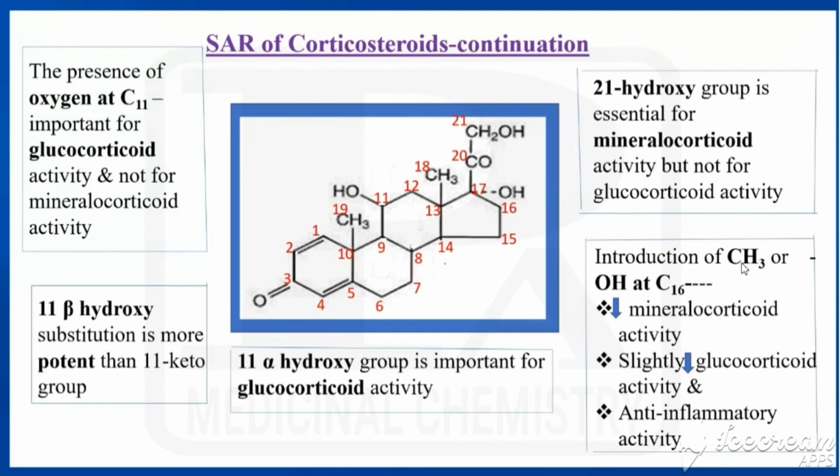Now we are introducing methyl group or hydroxy group to the 16th position. So in 16th position, if you are introducing methyl or hydroxy group, what happens? The mineralocorticoid activity would be decreased, and slightly the glucocorticoid activity would be decreased, and it is having anti-inflammatory activity. So that's all about the SAR of corticosteroids.